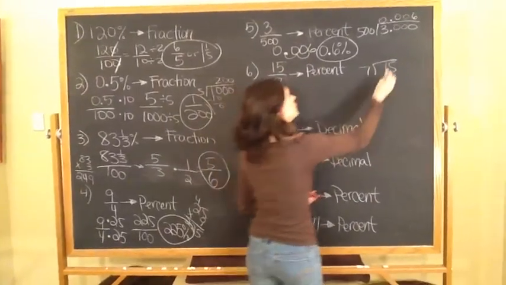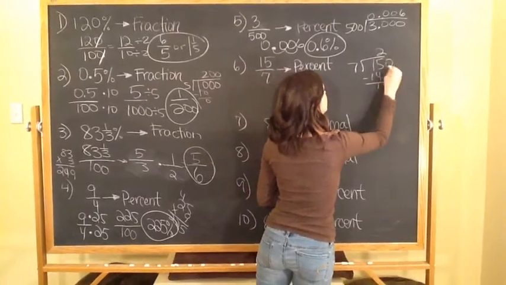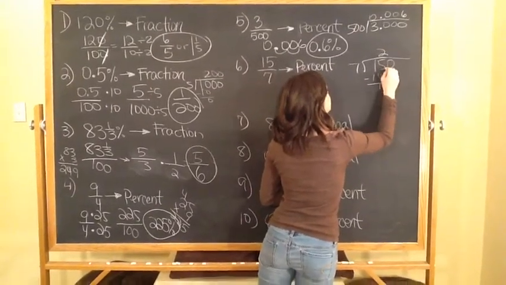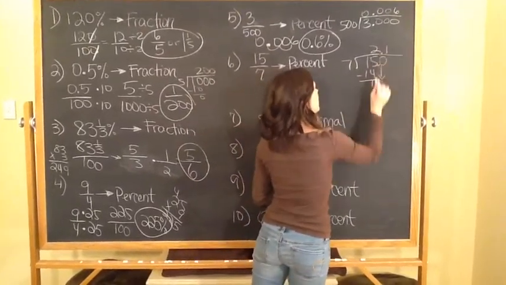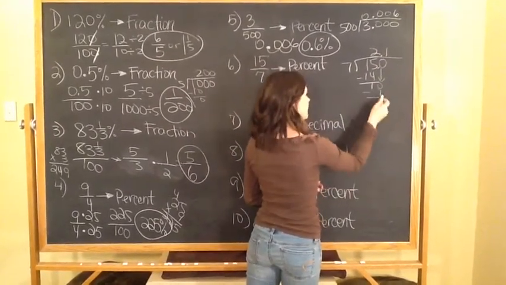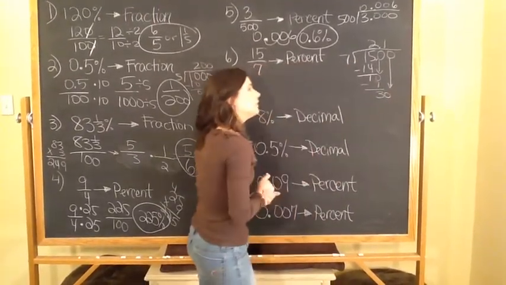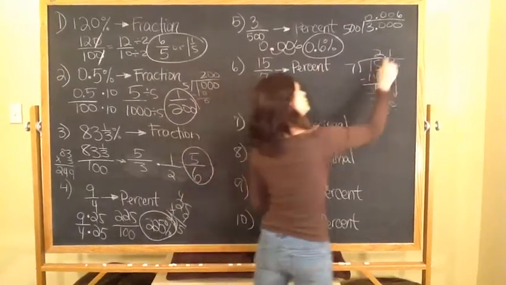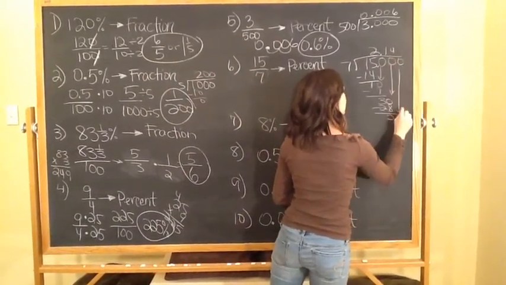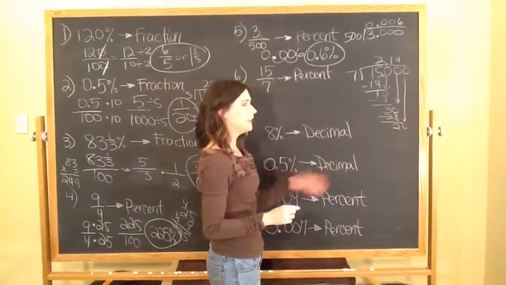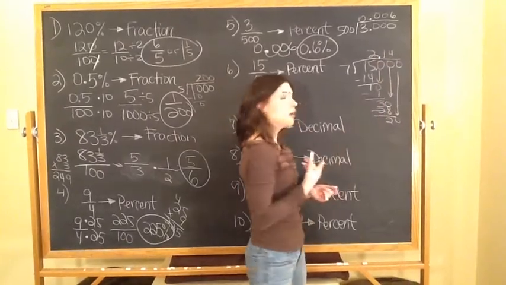So 7 goes into 15, closest is 2 times, so we're going to get 14. Subtracting, get a 1. Bring down our 0. And 7 goes into 10 about 1 time, so we're going to have 10 minus 7 get 3. Bring down our 0. 7 goes into 30. It goes in about 4 times, and that's going to give us 28. Subtract, we're going to get 2. Bring down our 0. Etc. So it's going to keep going for a while. So we know that we're going to be estimating this fraction. But I'm going to go ahead and do it one more time.